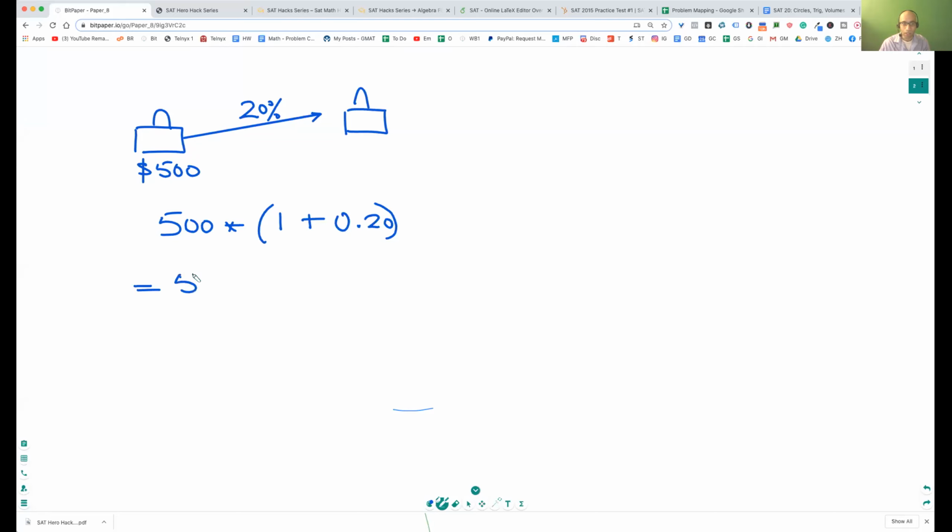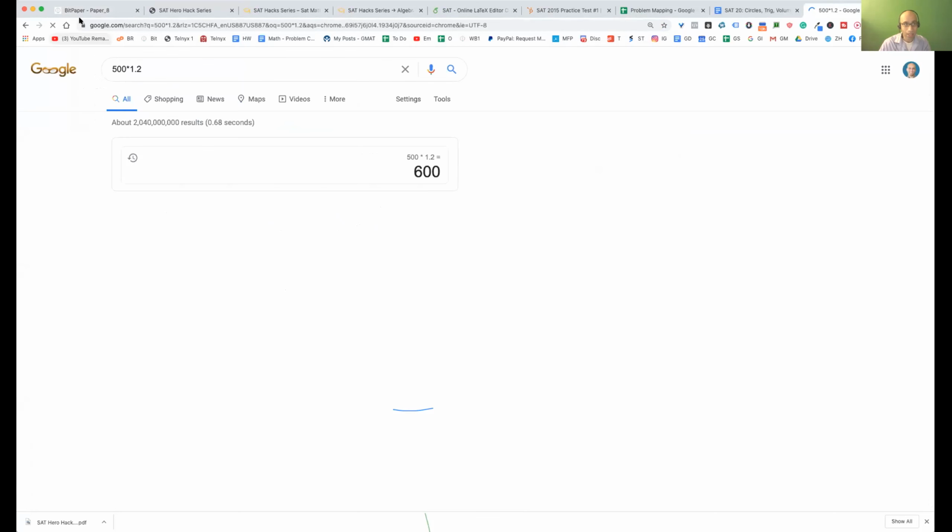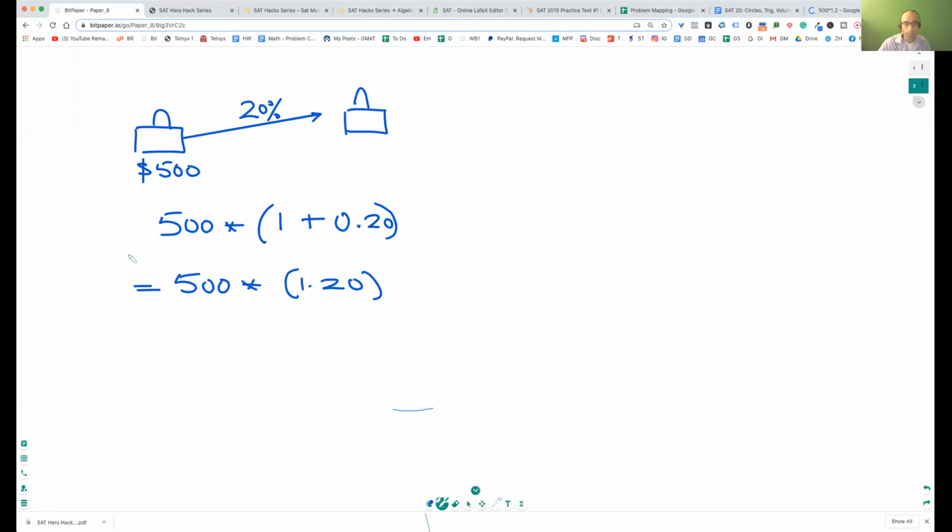So once again, 500 times 1.2, right? And then you can use your calculator, right? Let's just use our good old Google calculator. 500 times 1.2, right? It's a calculator section problem, so you get 600. So the answer is 600. There are so many ways to do this, right? But let's do it this way because it's going to help us understand how to solve these problems.